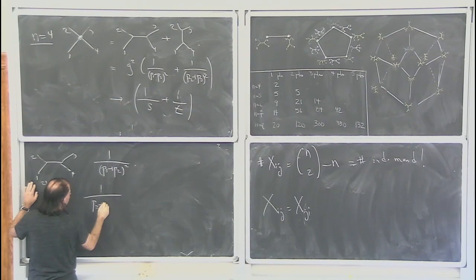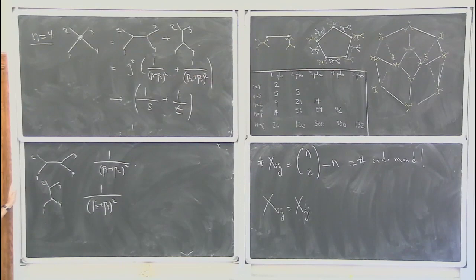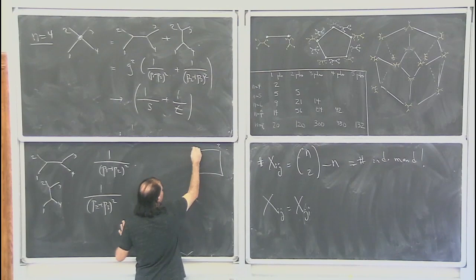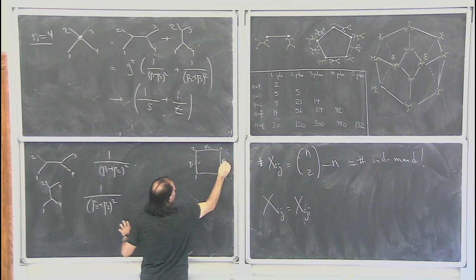Now let's just practice writing these in terms of our new friends, our new variables. So now I draw the square instead, 1, 2, 3, 4. So this would be p1, p2, p3, p4, right?